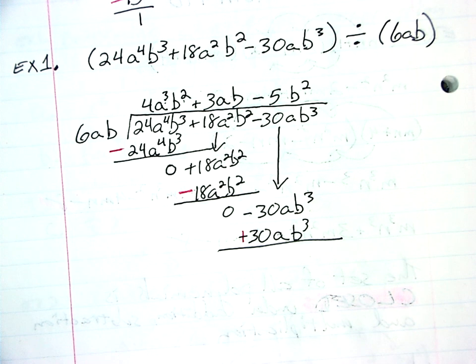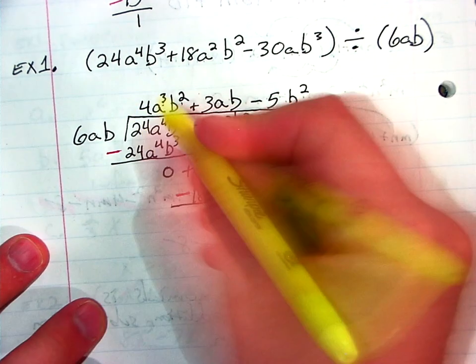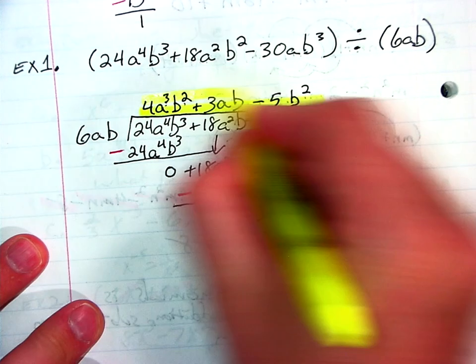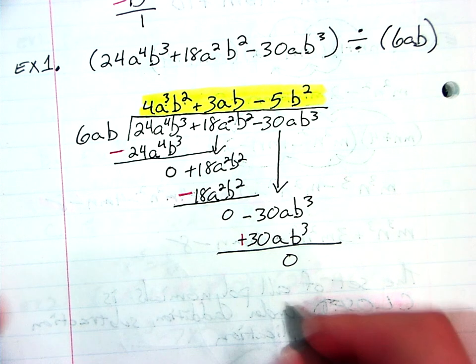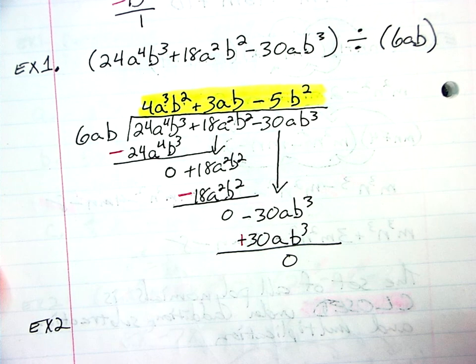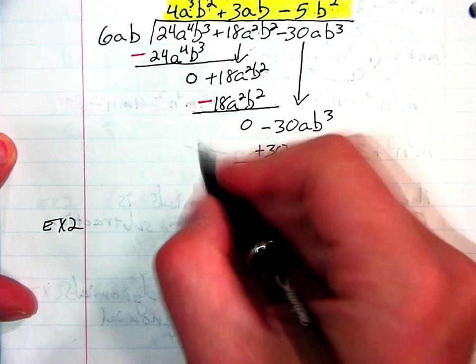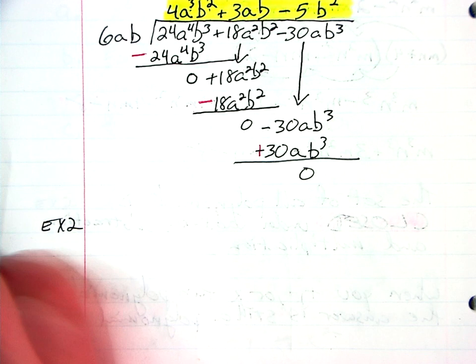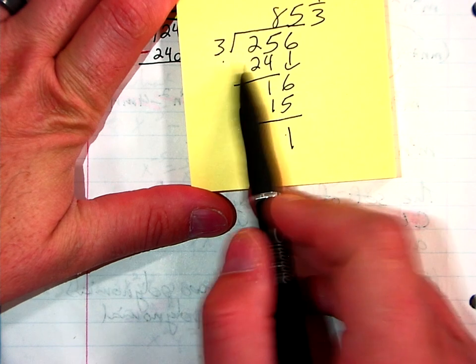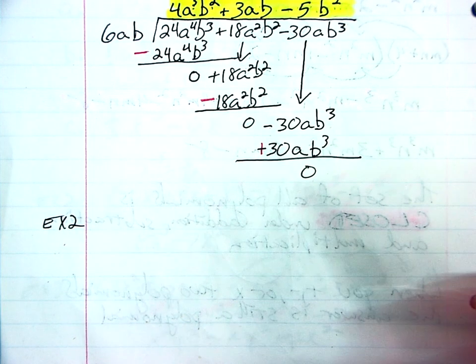Yep, it goes away. So your final answer is... Because when you divide, you do the opposite. That would normally be subtraction, so you change it. Since it was already a minus, it becomes plus.